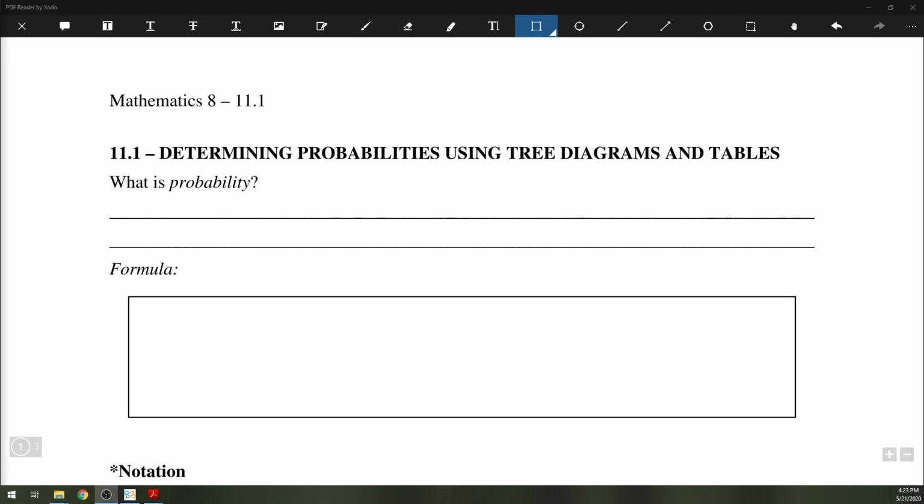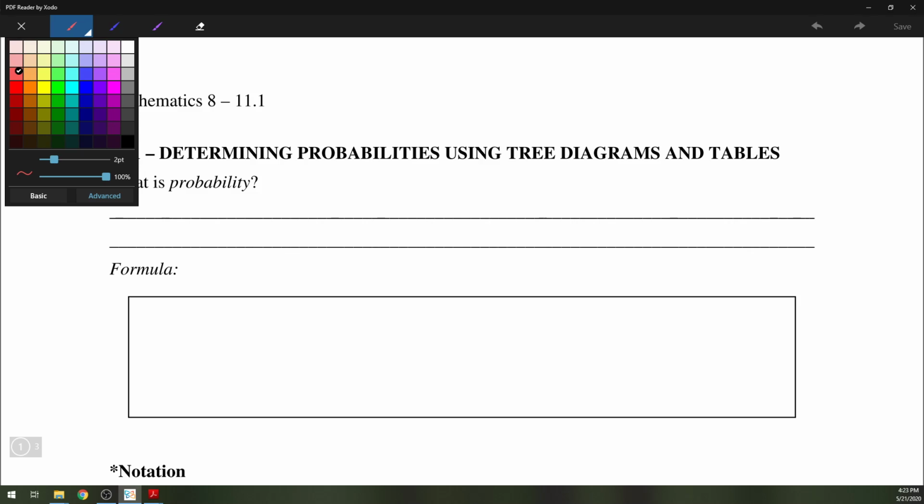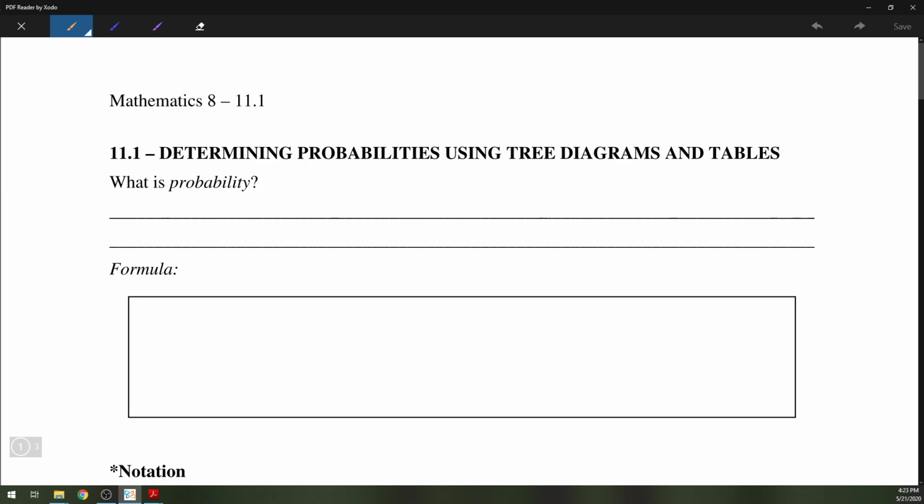Hello everyone. So today we're going to go over section 11.1, determining probabilities using tree diagrams and tables. So the first thing we need to talk about is what is probability? Well, probability is the chance or likelihood of an event occurring.